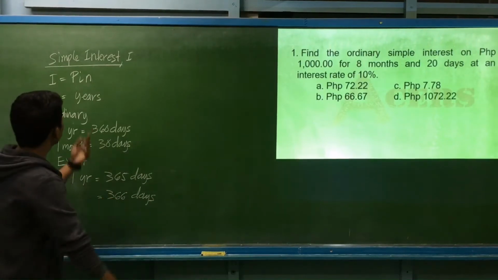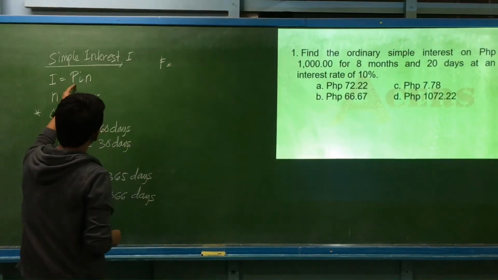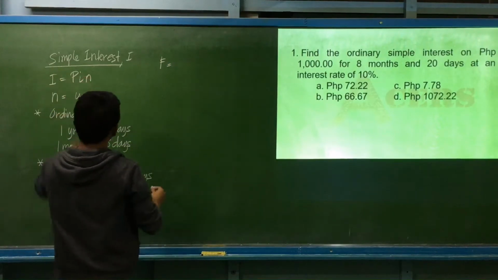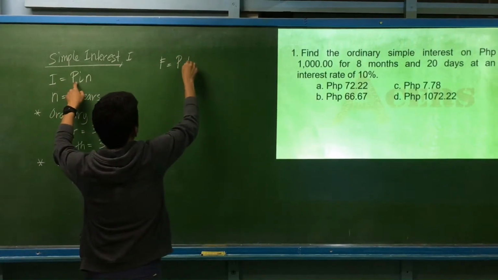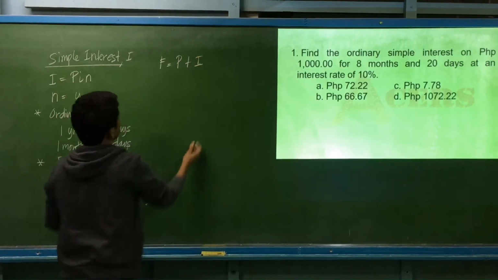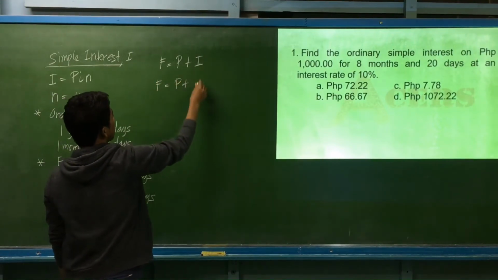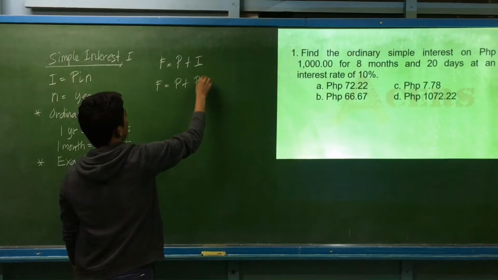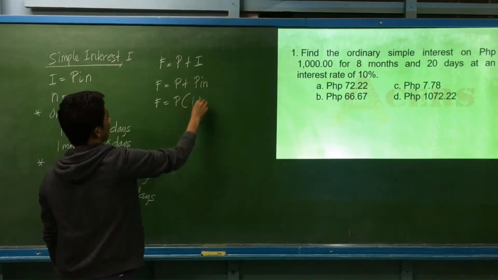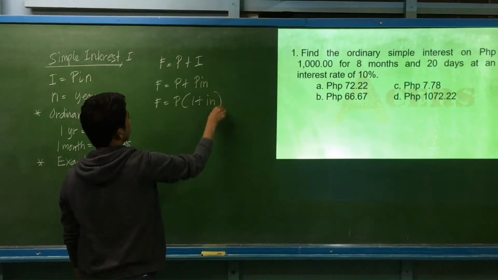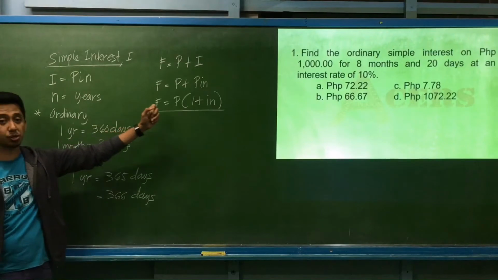How do we compute the future value? The future value of your money, if you are using simple interest, is your capital or present amount plus the simple interest. So the future amount is present amount plus interest, P plus PIN, or the future amount is the present amount times (1 plus IN). These are the equations for the simple interest future amount.